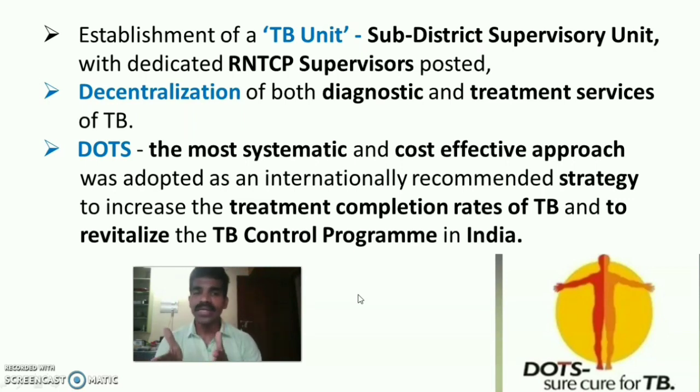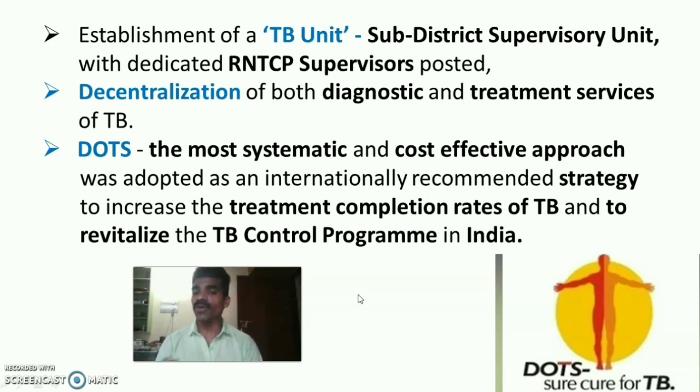That is considered as a sub-district supervisory unit, and a dedicated RNTCP supervisor was appointed for the particular TB unit. So the TB unit was a sub-district supervisory unit. Then decentralization of the services of TB, that is both diagnostic and treatment services, were decentralized. The services were available through sub-center, primary health center, district TB center, etc. That was the decentralization of the diagnostic and treatment services of TB.